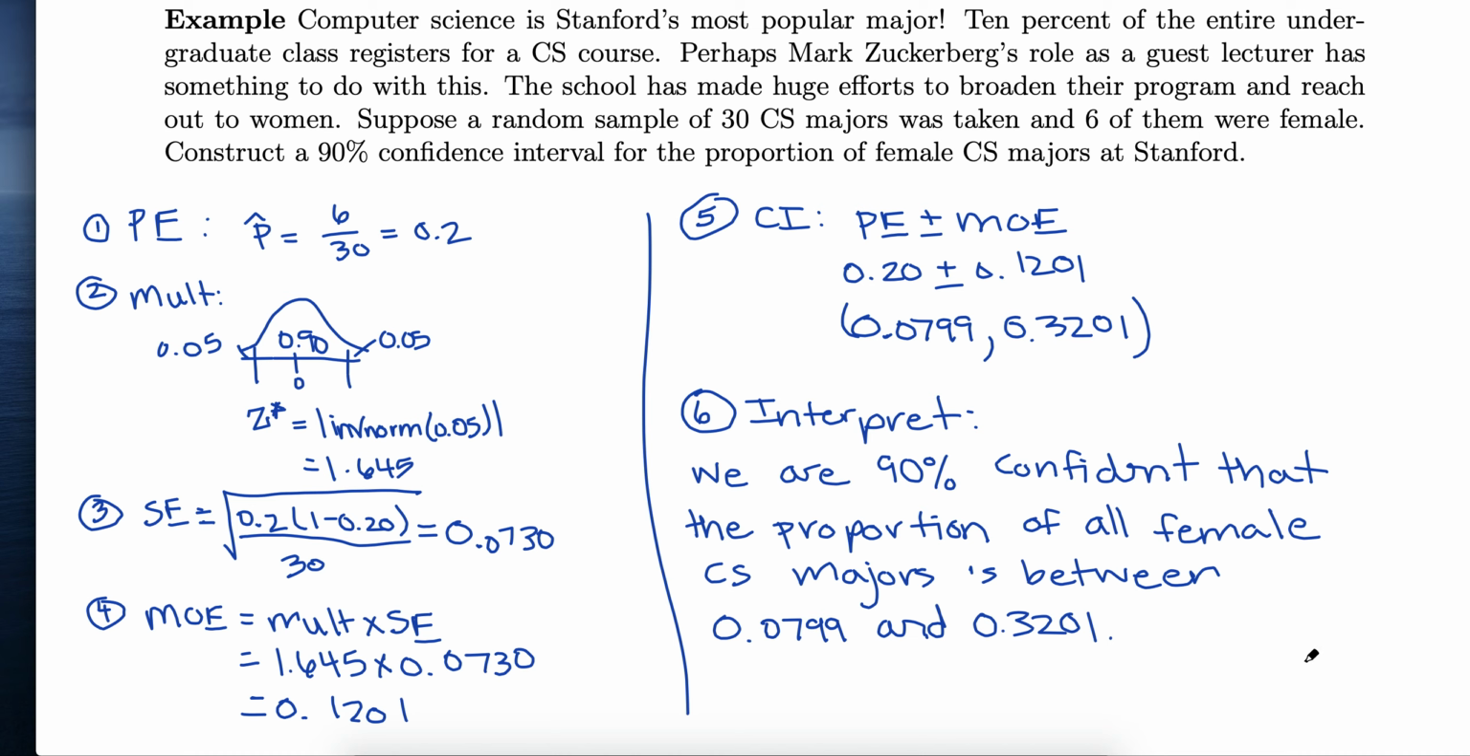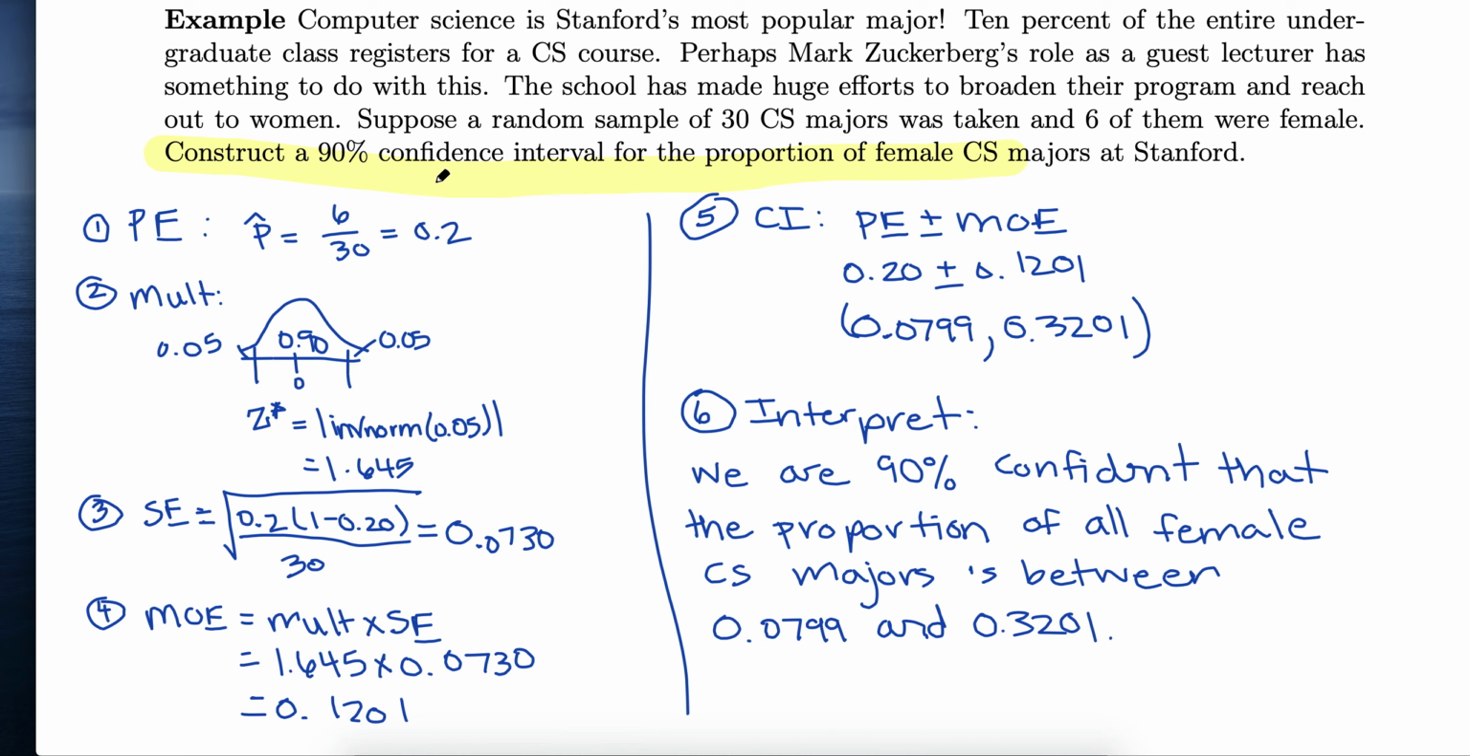So on page 63, the first example, we're checking out the proportion of female computer science majors. That's our goal. So again, here our goal: construct a 90% confidence interval for the proportion of female computer science majors.